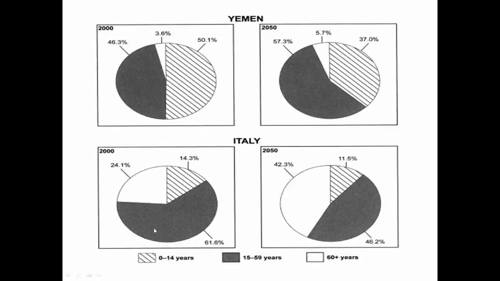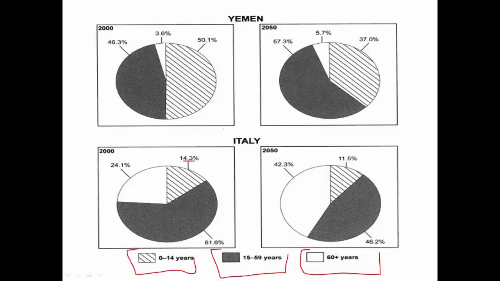Now let's look at the mistakes that students would make when trying to find the key features. The biggest mistake would be commenting on each individual age bracket. So instead of just saying people generally get older, they would start commenting on the differences between individual years. They would say half of the people in Yemen in 2000 were between 0 and 14 years, and just over 14% were in Italy in 2000. That's just getting into too much detail.